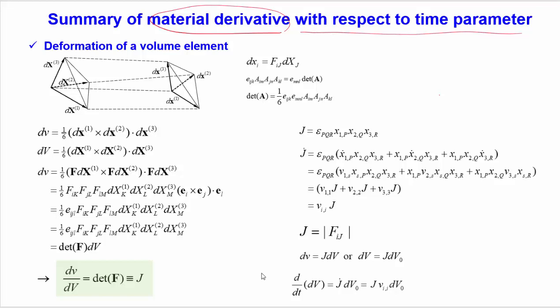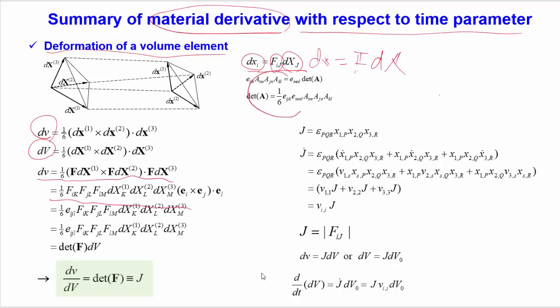We already studied the deformation of the volume element. The volumes of a tetrahedron in the spatial and material coordinate systems are defined by these relations, respectively. Since a line element denoted by lowercase dx in the spatial coordinate system can be expressed by the uppercase dX pre-multiplied by the deformation gradient tensor F, the volume of a tetrahedron can be described by this equation.